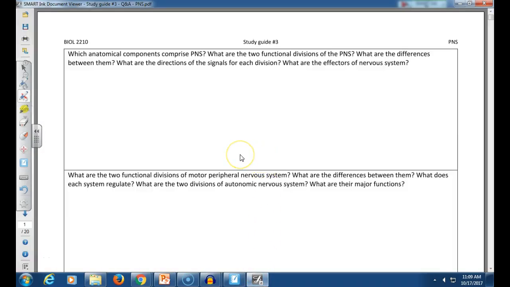Right, so let's talk about the study guide. I will try not to recite the whole thing again, okay?